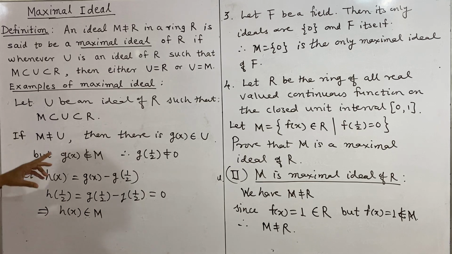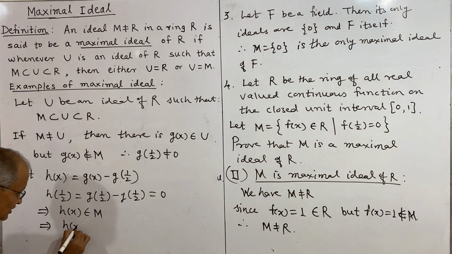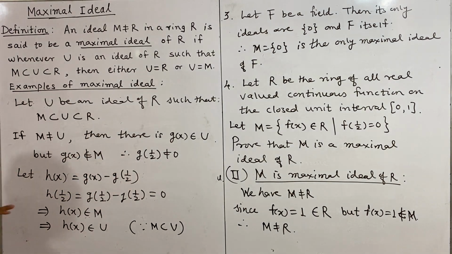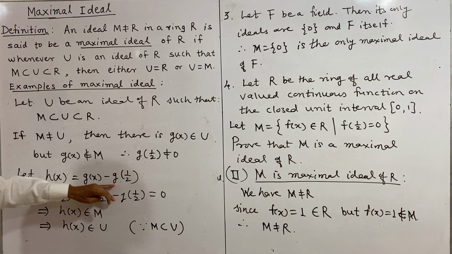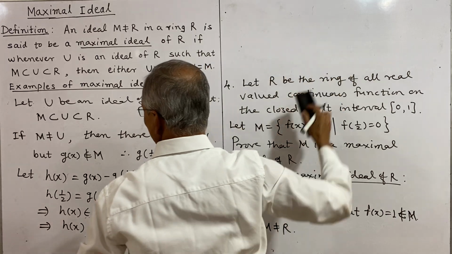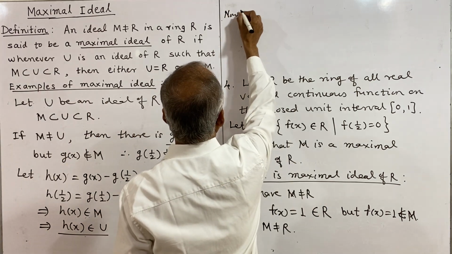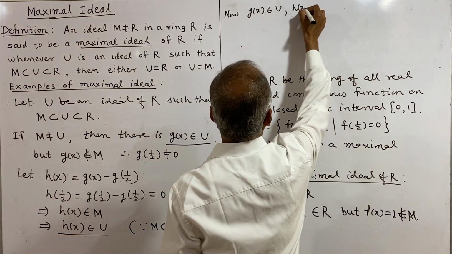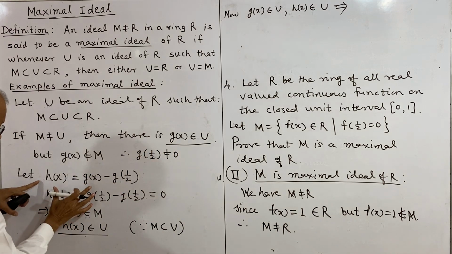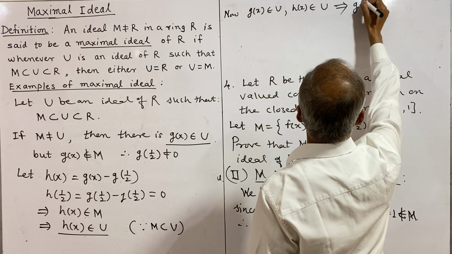And if h(x) belongs to M, since M is a subset of U, therefore h(x) belongs to U. Now see, we have h(x) belongs to U. We want to show that this g(1/2) is in U. Now see, g(x) is in U, h(x) is in U. This implies, by the closure property, these two elements g(x) and h(x) are in U, therefore the difference must also be in U. And because U is a subgroup, this implies g(1/2) belongs to U.